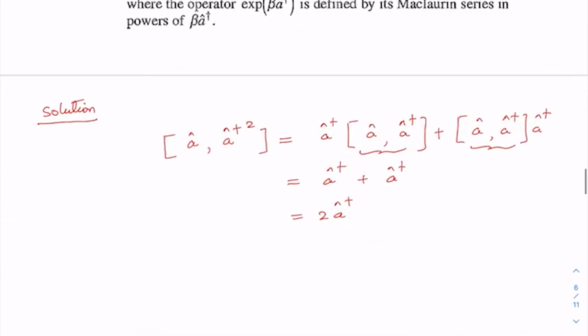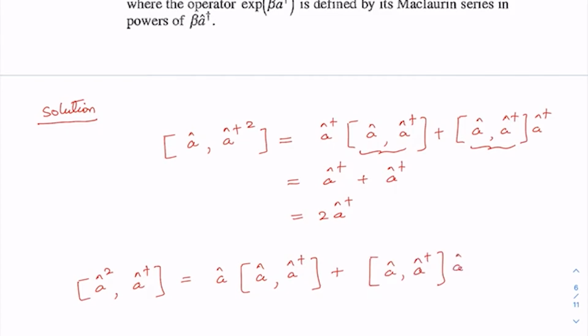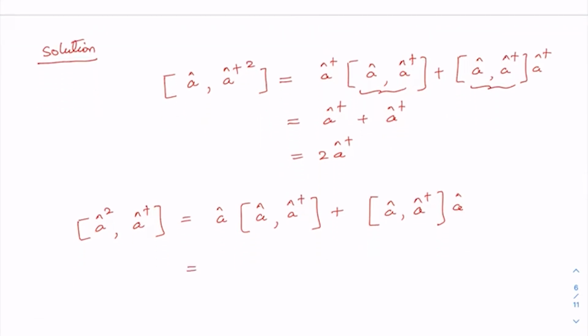Similarly, the second one also we can prove. Here we have [a squared, a dagger], that we can write as a [a, a dagger] plus [a, a dagger] a, and again because this commutator is equal to 1, we will have 2a, not a dagger, 2a. So this is also proved.